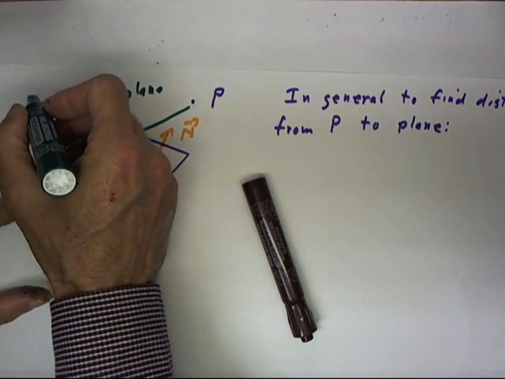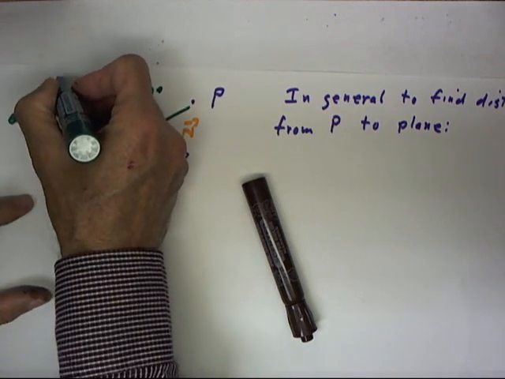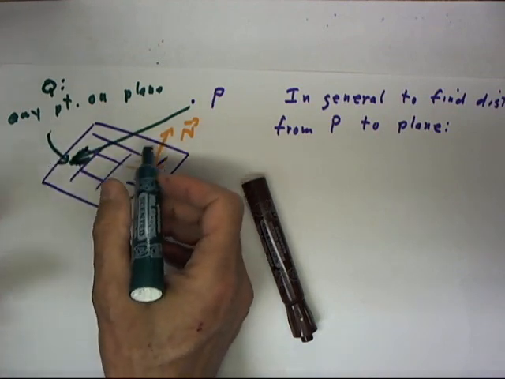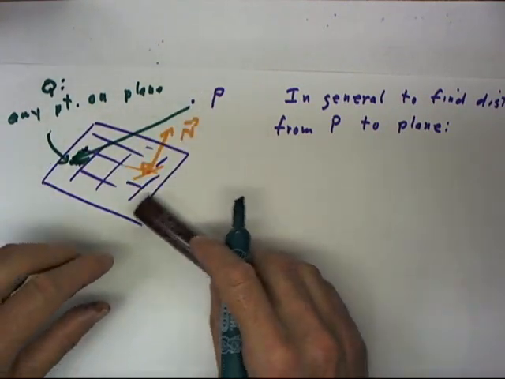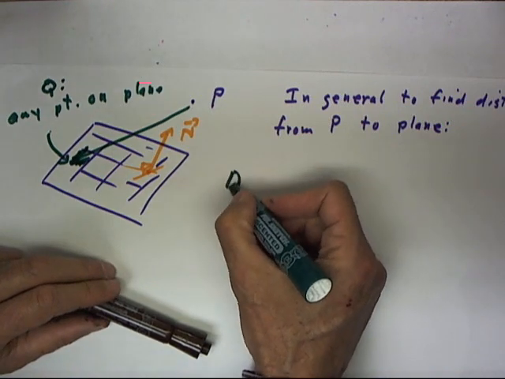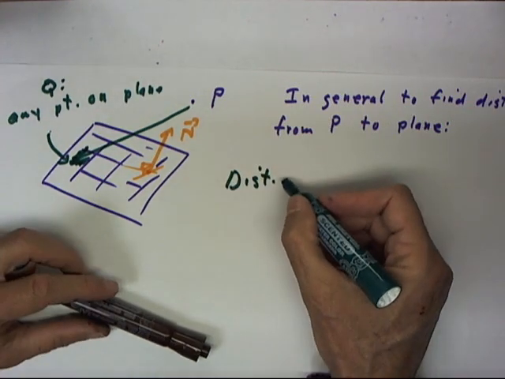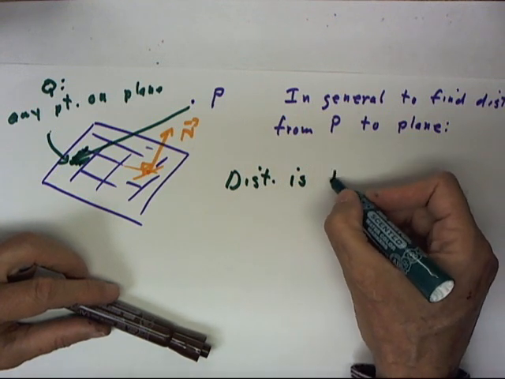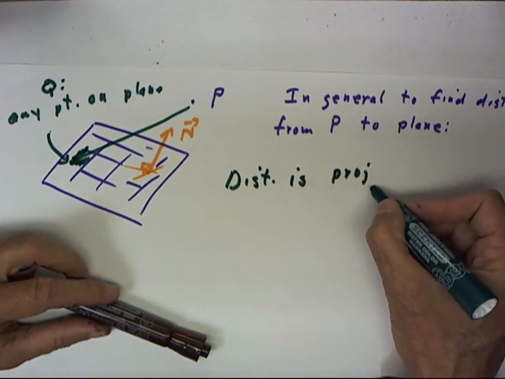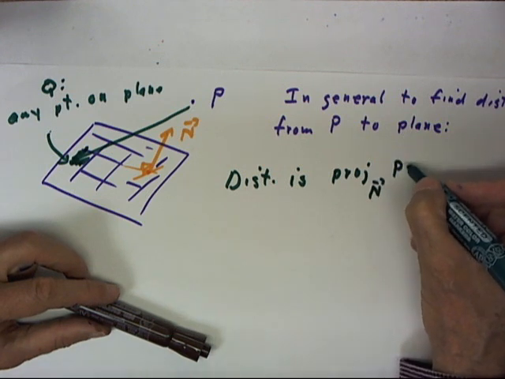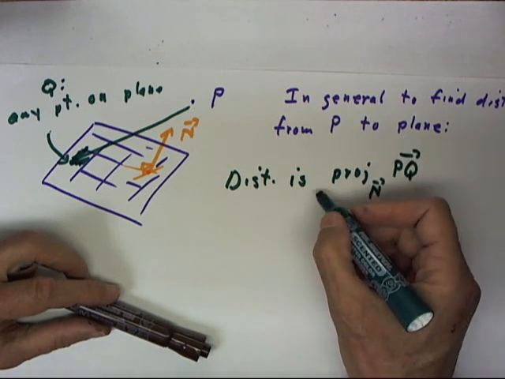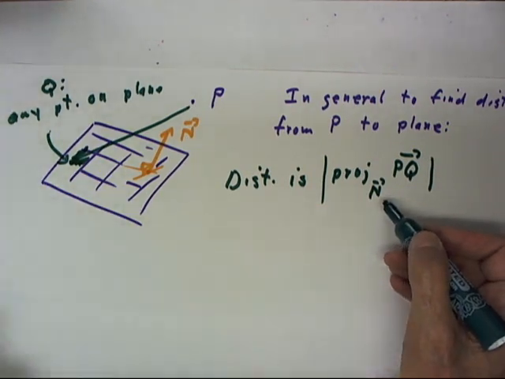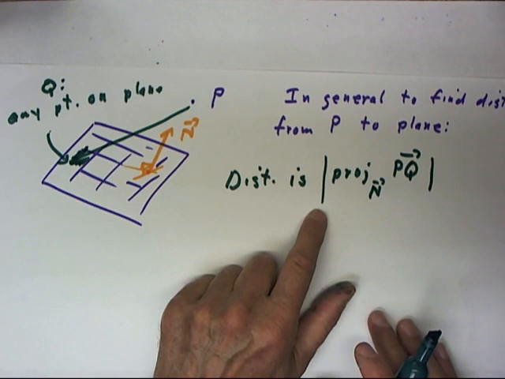Let this point be Q, and this point is P. So the distance is very easily found. It's just the projection onto N of the vector PQ. And we'll do the magnitude of that because, as we've seen, the dot product might come out to be negative.